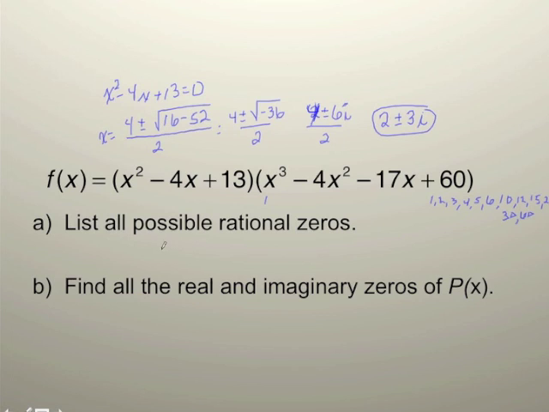Those are the possible rational zeros, plus or minus. Oops, I forgot to do that plus or minus. 1, 2, 3, 4, 5, 6, 10, 12, 15, 20, 30, 60. Hopefully you remember your factoring so you can find all those factors without too much trouble.